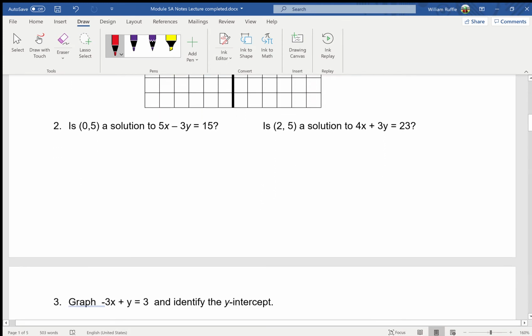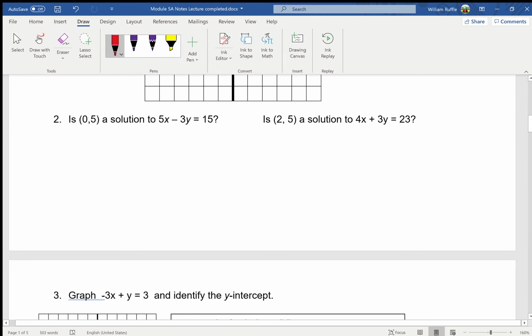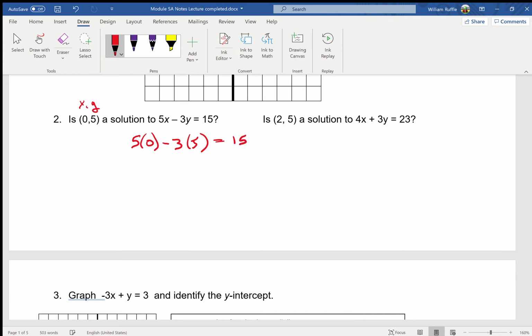All right, the next one. Is 0, 5 a solution for this equation? Now remember, the first one is x, the second one is y. We used to just put one value in. Now we're going to put 2 values and see if it gives us a true statement. Since x is 0, I'm going to do 5 times 0 minus 3 times 5, and the question is, does it equal 15? 5 times 0 is 0 minus 15. So that's -15. Does that equal 15? The answer is no. So that is not a solution.